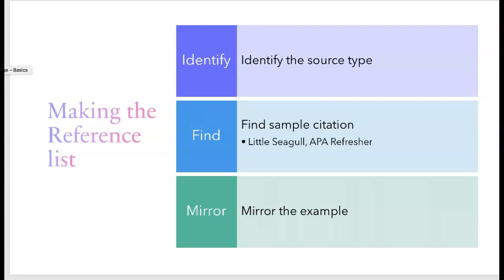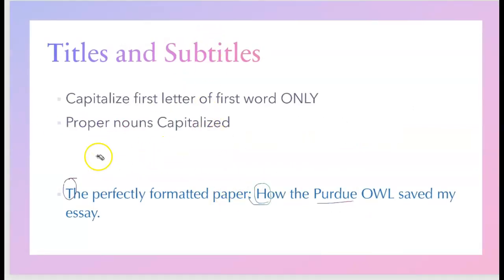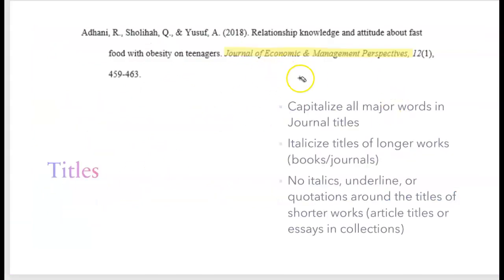So reference page, just to recap, you invert the author's last name, and then you have the author's initials. Titles and subtitles are funky and weird. You only want to capitalize the first letter of the first word, and you want to pay attention to italics of longer works like book titles or journals. Okay, so stay tuned for the last part of this lecture on APA style, which is in-text citations.